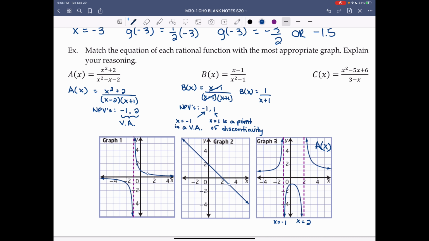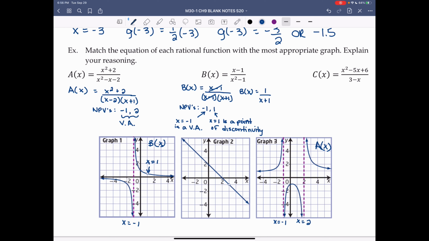Looking at our graphs, we want to find the graph that has a vertical asymptote at x equals negative 1 and a point of discontinuity at x equals 1. So graph number 1 has a vertical asymptote at x equals negative 1, and it has a hole or point of discontinuity at x equals 1. So that is our graph for the function b of x. That means that graph number 2 has to be for c of x.